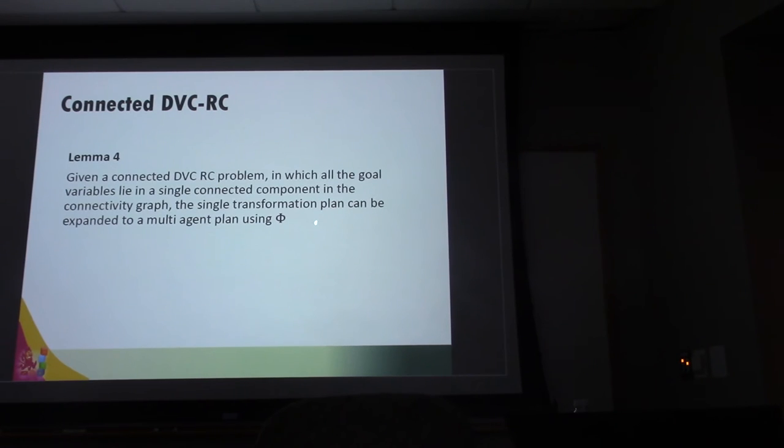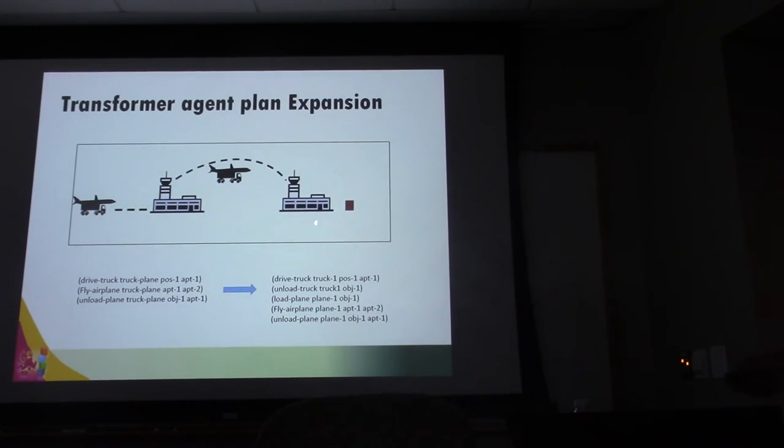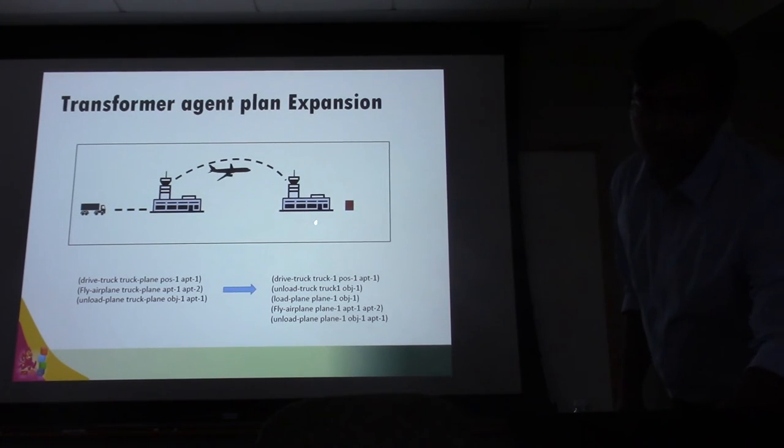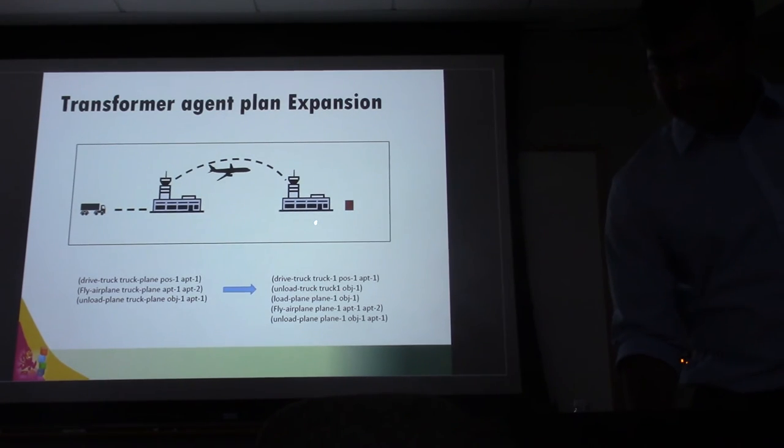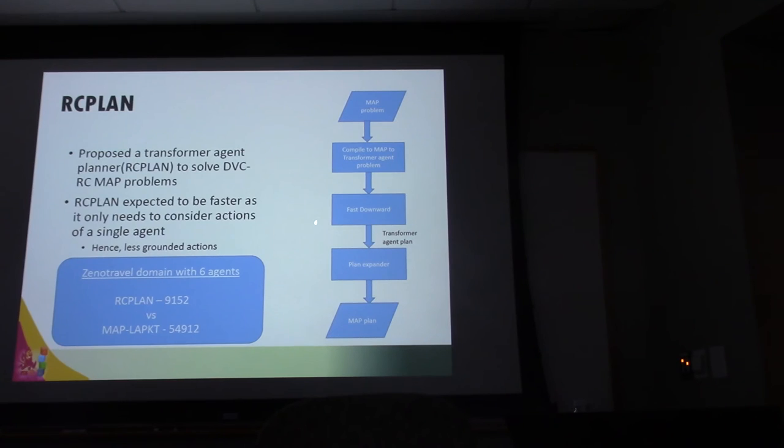That would actually bring us to a very interesting point later on, which I want to hint at now. So this is the example I wanted to show. This is a transformer agent plan, where you have this flying truck moving from one part of the city to the airport, then flying over to the next airport and dropping off the package. And now we can decompose it into our original agents, where we have a truck going to the airport, and then the truck will drop the package there. The plane will pick up the package, move to the second airport, and drop off the package there. So interestingly, we now have a way of compiling it into a transformer agent problem, and then compiling it back to an actual plan with the actual original agents.